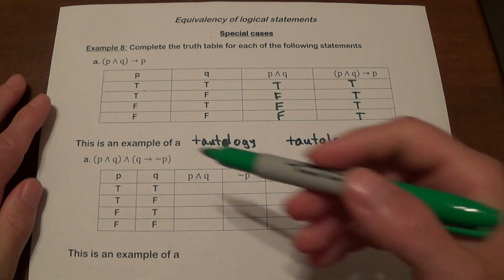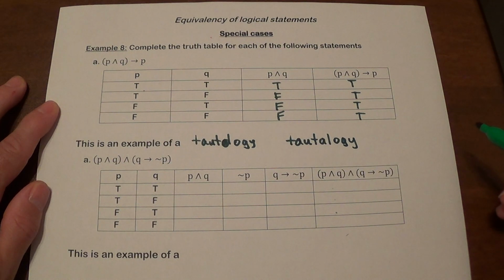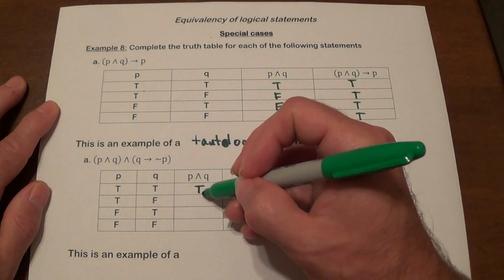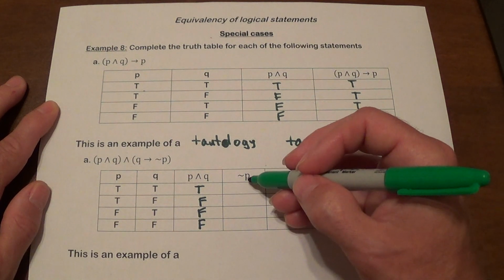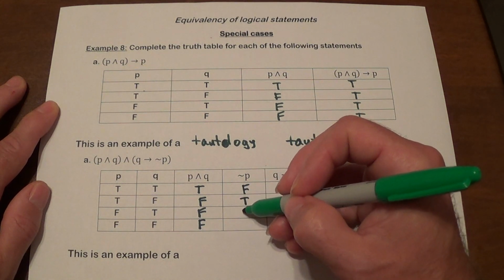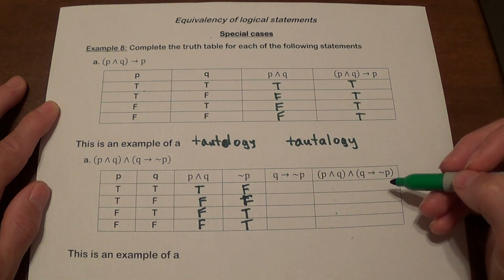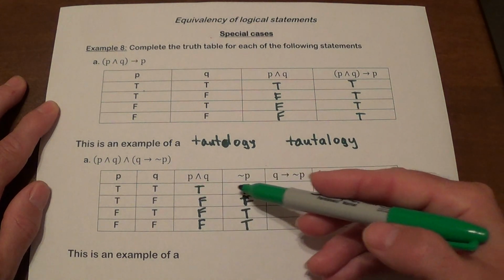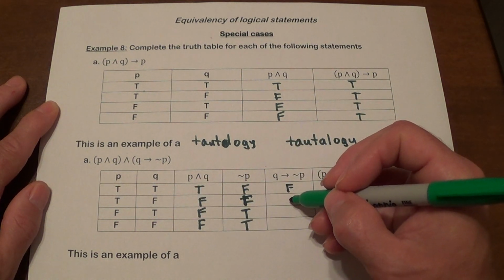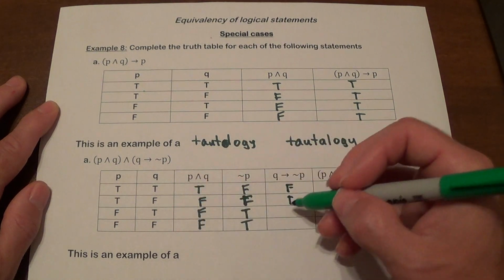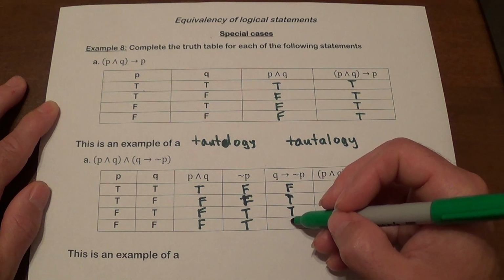Let's take a look at this next one. P and Q implies not P. So P and Q will be true, false, false, false. Not P will be false, false, true, true. Q implies not P, so we go from here to there. TF will be F, FF will be true, TT will be true, FT will be true.